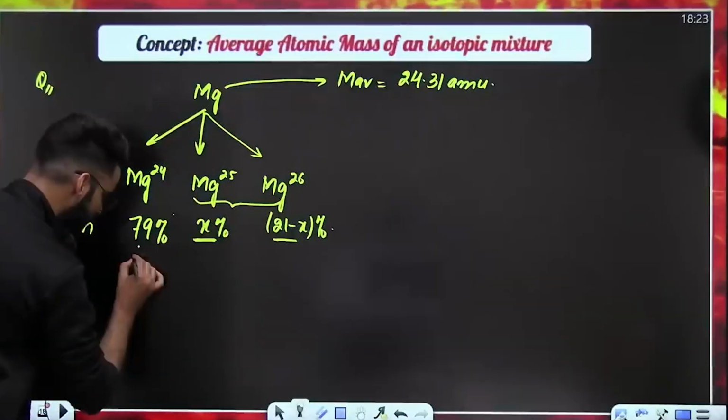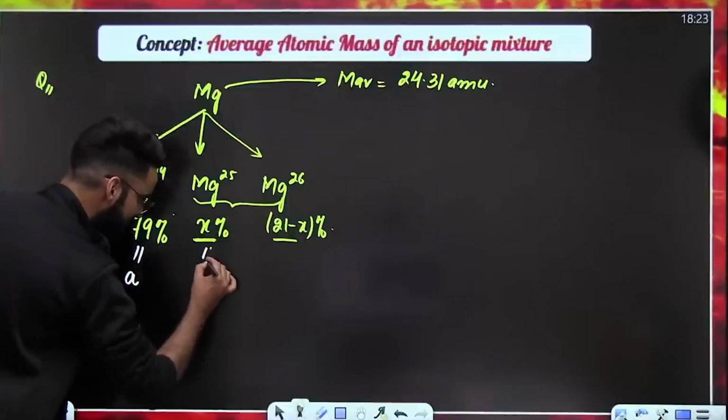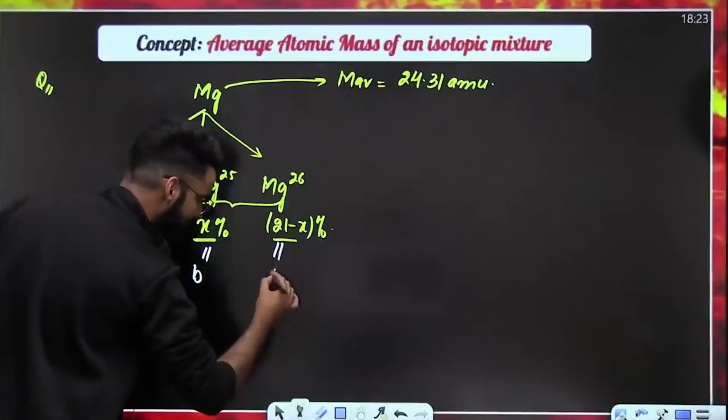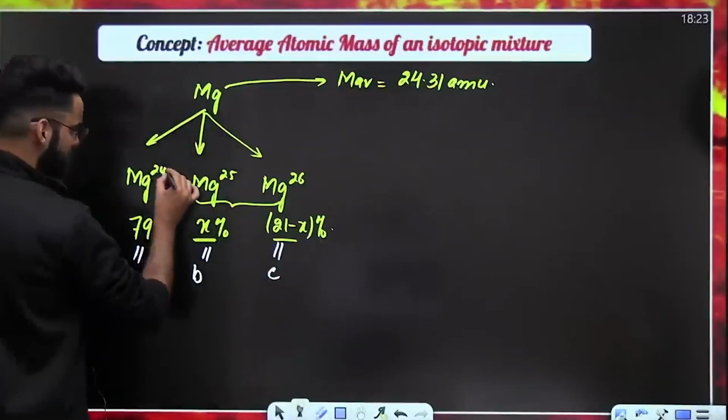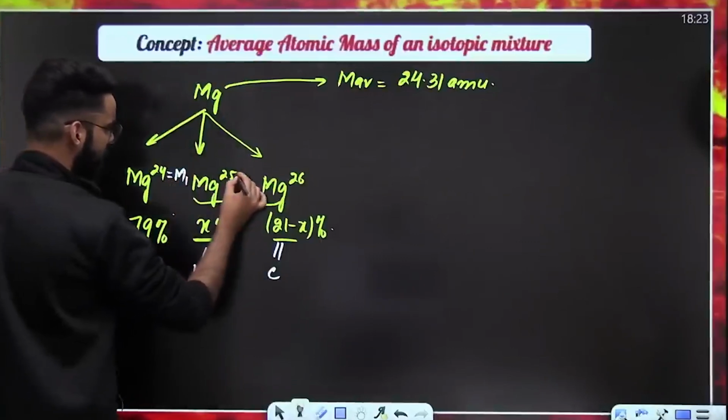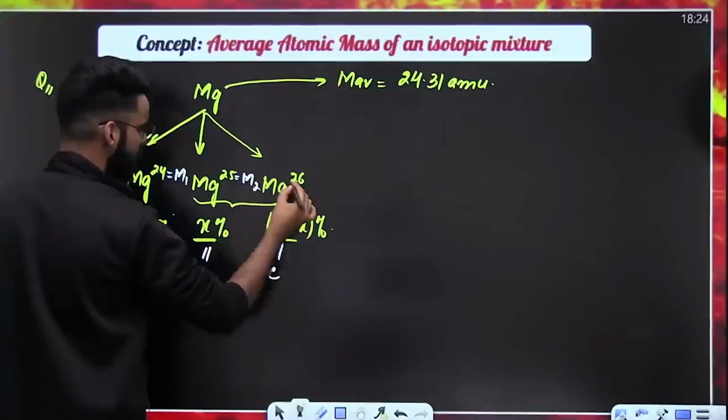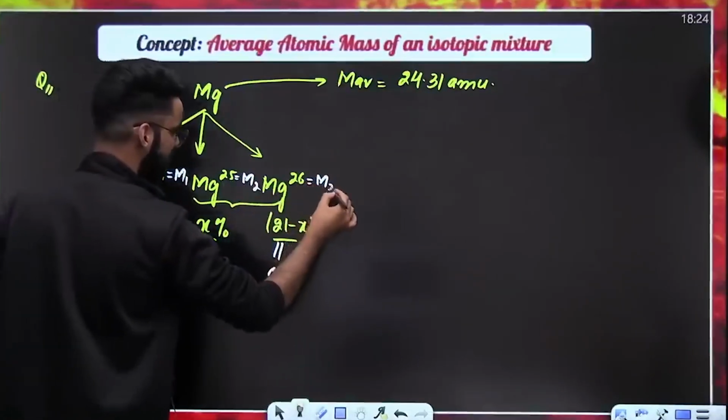This particular term, 79, I'm representing with A. This term, I'm representing with B. And this term, I'm representing with C. 24 is the value of M1, 25 is the value of M2, and 26 is the value of M3.